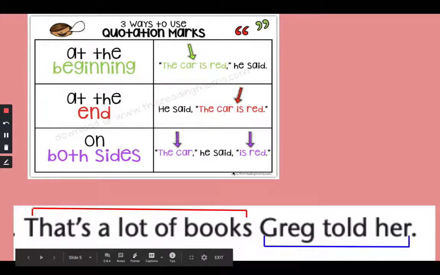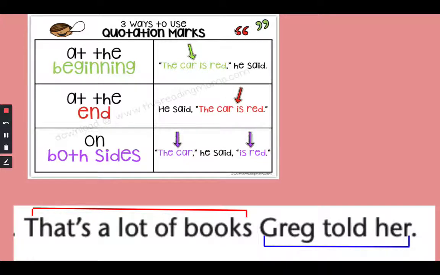Let's look at a few more examples, and there are 3 ways that we can use quotation marks. We just saw an example of when the quotation comes at the beginning. We start with the quotation marks, we start with a capital letter, and then we use a comma to separate the dialogue from the he said or she said, or whatever way the author chooses to let us know who is speaking. We've also seen examples of when dialogue is used at the end of a sentence.